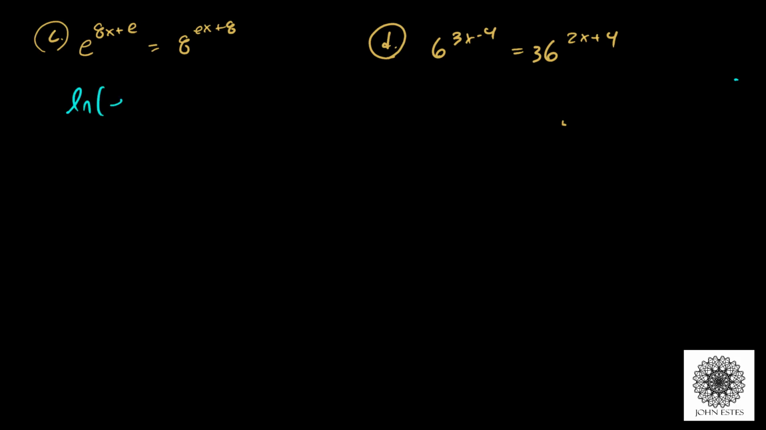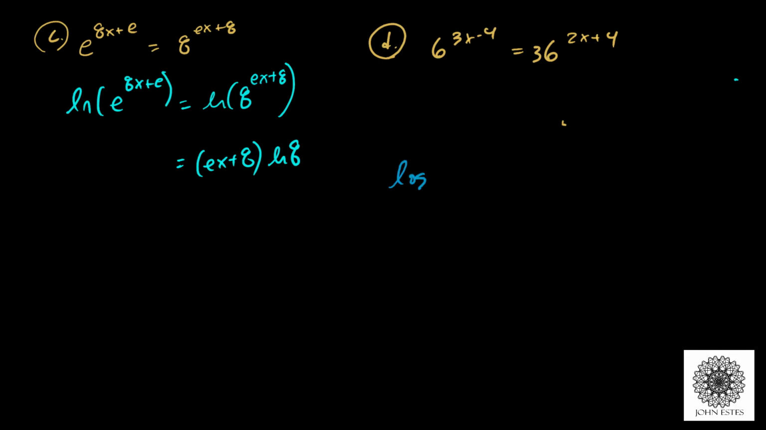I'm going to say ln of e to the 8x plus e power equals ln of 8 to the ex plus 8 power. Okay, on the right hand side of the equation, I can just pull out my exponent like I have here. So I have ex plus 8 times ln 8. What about the left side of the equation here? Well, if you remember, there is a property of logarithms that says log base a of a to some power simplifies just to being that exponent. So here ln, which is log base e of e to this power, is just going to reduce down to the exponent 8x plus e.